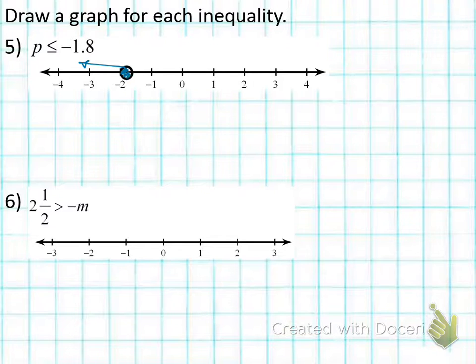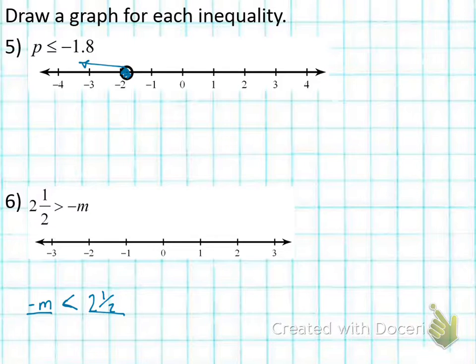Okay. Now, last one. What do you notice about this one that we need to change first? Okay, let's flip it, okay? So this should really be -m is less than 2.5. What's wrong with this negative sign? Do we like the negative sign? No. So whenever you have a negative in front of a letter, all you do to get rid of it is we have to divide both sides by -1.